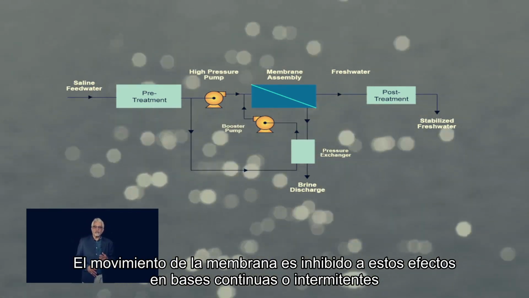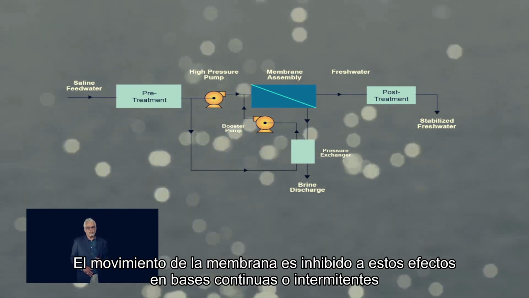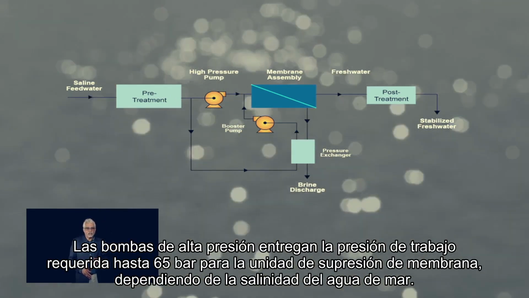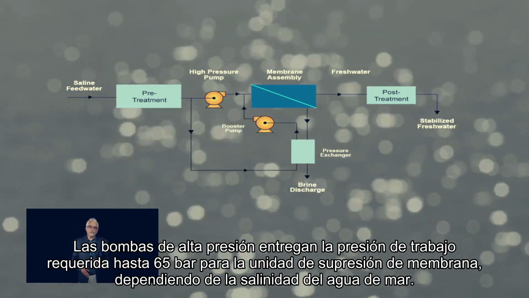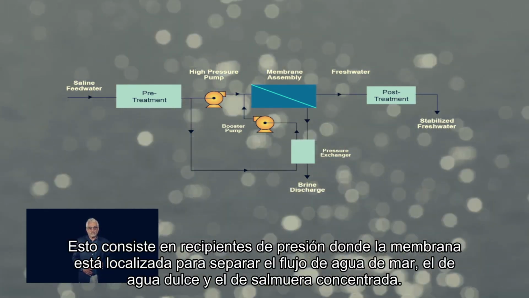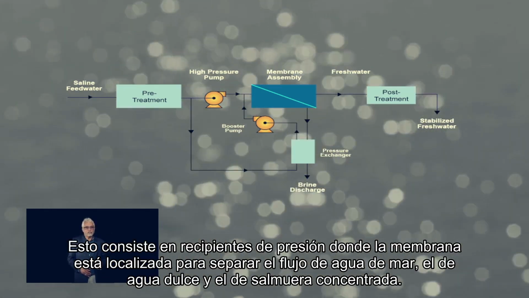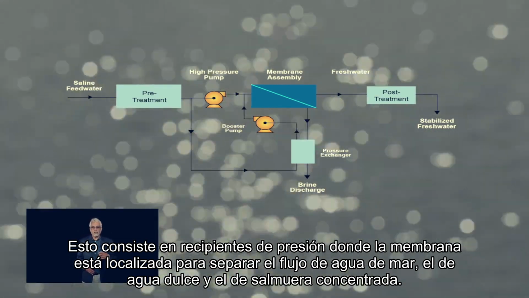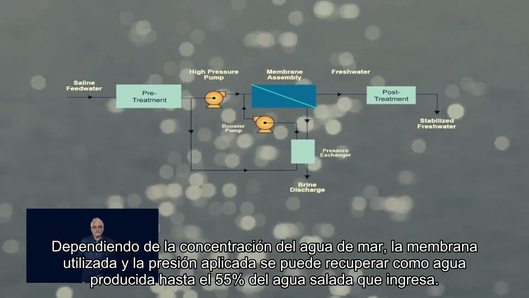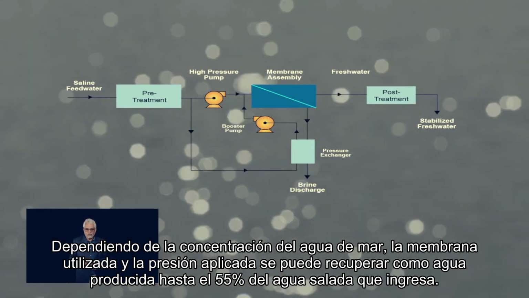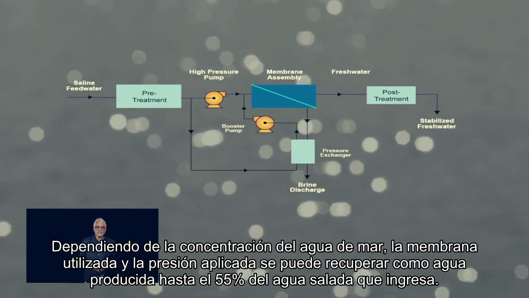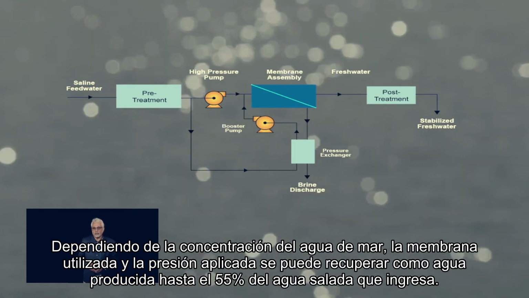Biofouling is inhibited with disinfectants on a continuous or intermittent basis. The high pressure pumps deliver the required working pressure, up to 65 bar, for the membrane separation unit, depending on the salinity of seawater. This consists of pressure vessels where the membranes are placed that separate the seawater feed into a freshwater flow and a concentrate brine flow, called permeate and concentrate. Depending on the concentration of the seawater, the membranes used and pressure applied, up to 55% of the seawater feed can be recovered as product water.